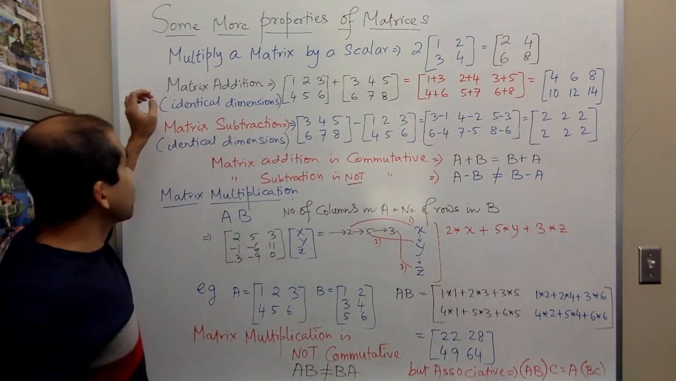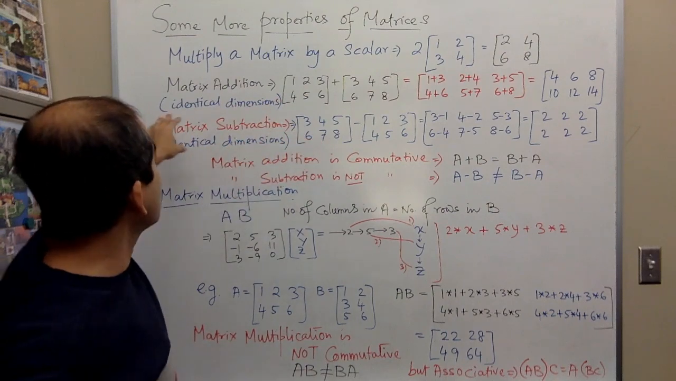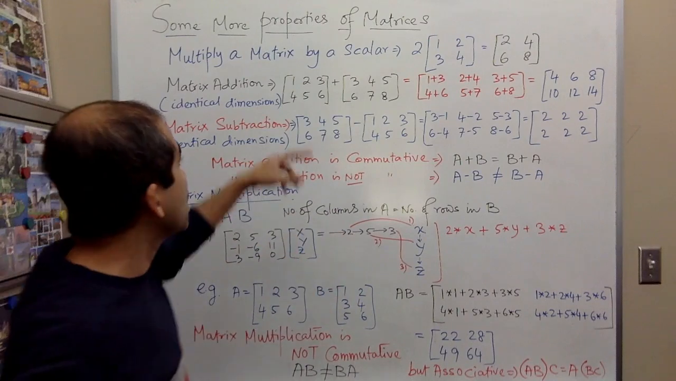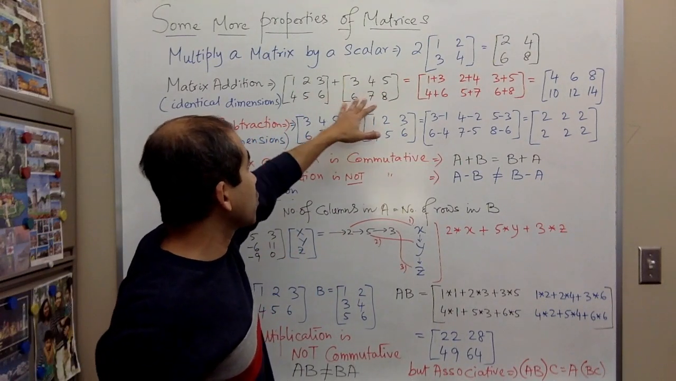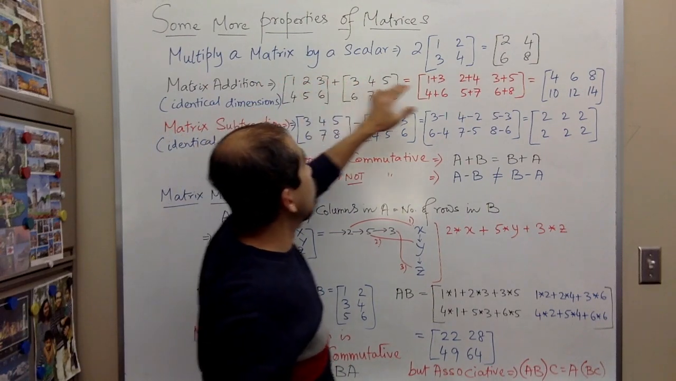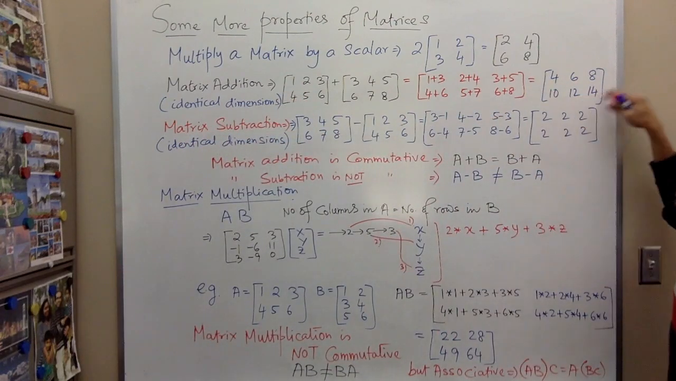Now you see what matrix addition is. When we add two matrices, they have to have identical dimensions. The number of rows and number of columns have to be the same. Here we have the matrix 1, 2, 3, 4, 5, 6, and with that we add this other matrix. We add 1 with 3, 2 with 4, 3 with 5 in that way, and the second row also, and it produces this matrix.